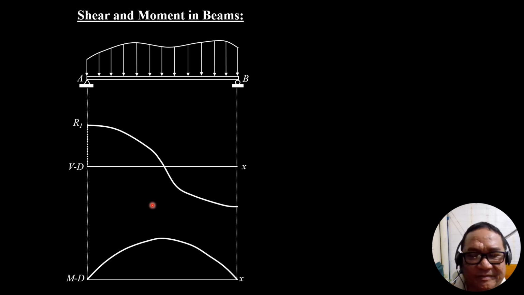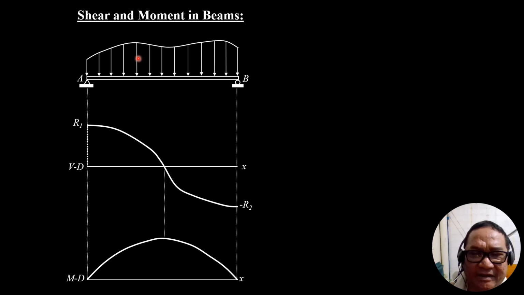That corresponds to the highest point of the moment diagram, that corresponds to zero shear, and it will be discussed as we move on. So this is the negative of R2, so that it closes.